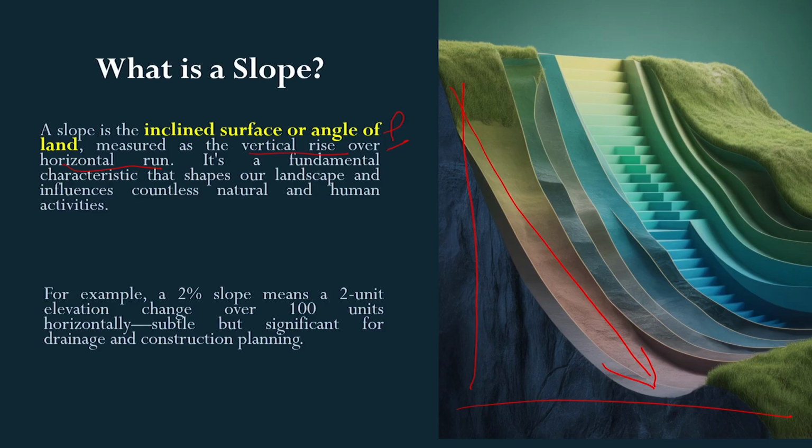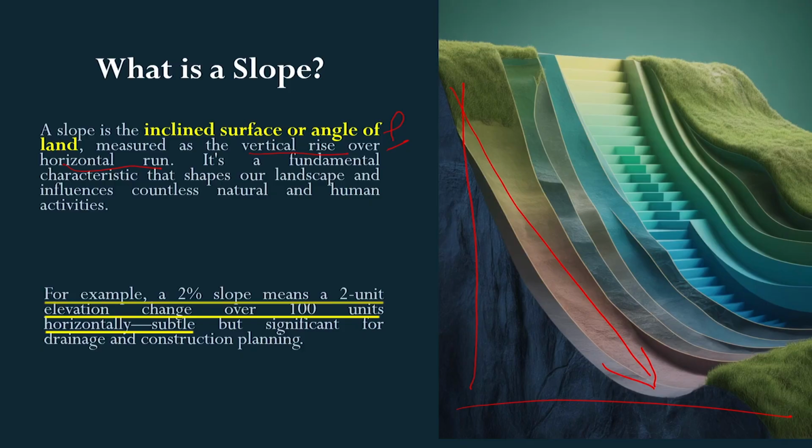So, it is a very fundamental characteristic that shapes a landscape as well as influences countless natural as well as human activities. So, let us take for example, we are mentioning that there is a 2% slope, which means there is a 2-unit elevation change over 100 units of horizontal distance, a subtle angle. Okay. The difference is very minute, but when it comes to geographic and geomorphological processes, it has significant impact.